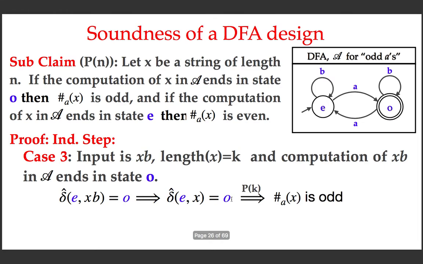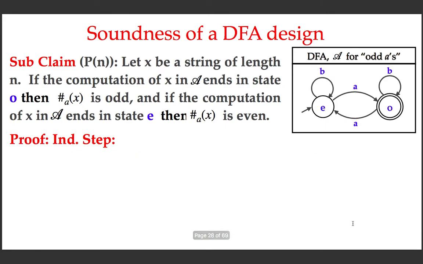If that means the processing of x ended in O, then from the induction hypothesis, we know that the number of a's in x is odd. Then after x, what you are processing is a b. Then what will be the number of a's in xb? An odd number plus 0, because you are not processing a, which is an odd number. So basically what you proved is that when the processing of xb ends in O, then there are an odd number of a's. So you did that also.